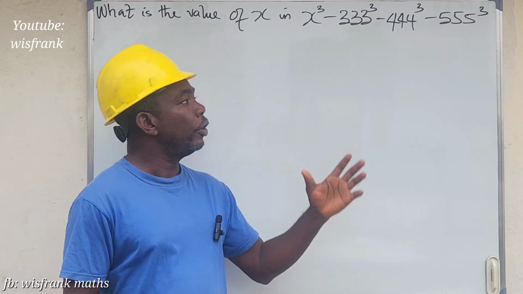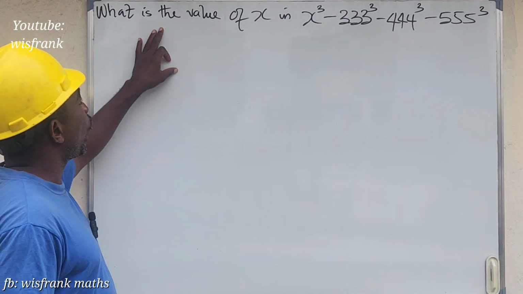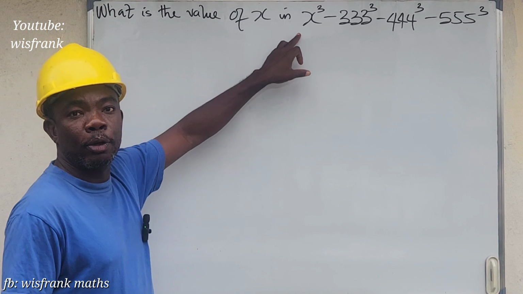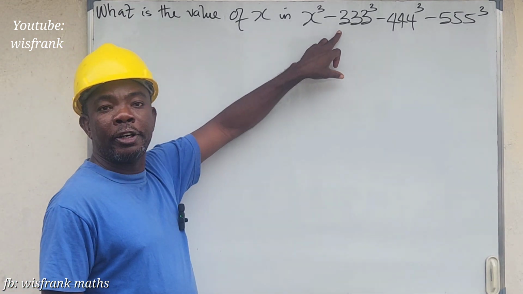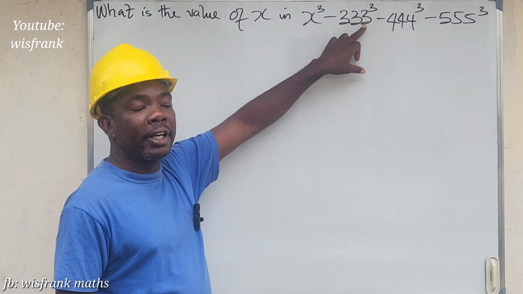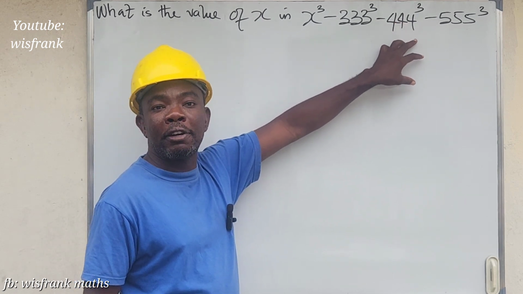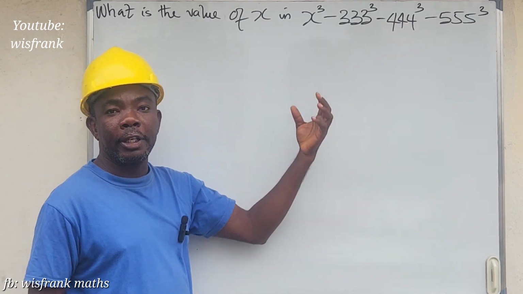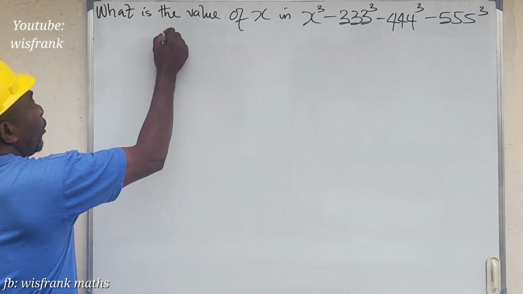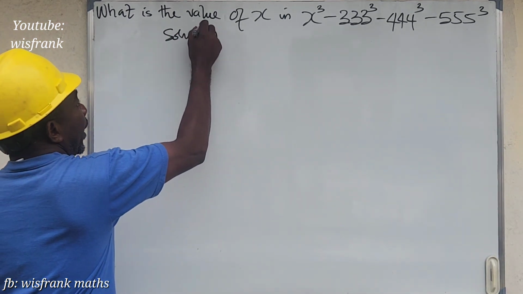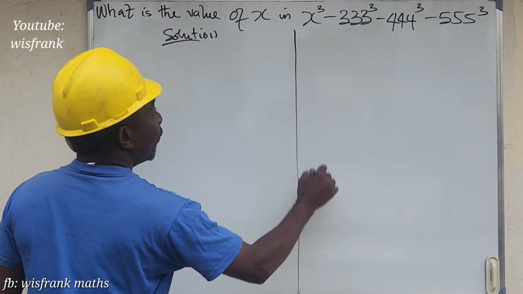Today, we are looking at this question, and it says, "What is the value of x in x to the power of 3 minus 333 raised to the power of 3 minus 444 raised to the power of 3 minus 555 raised to the power of 3?" So, in this case, we are going to find the solution of x in this evaluation.